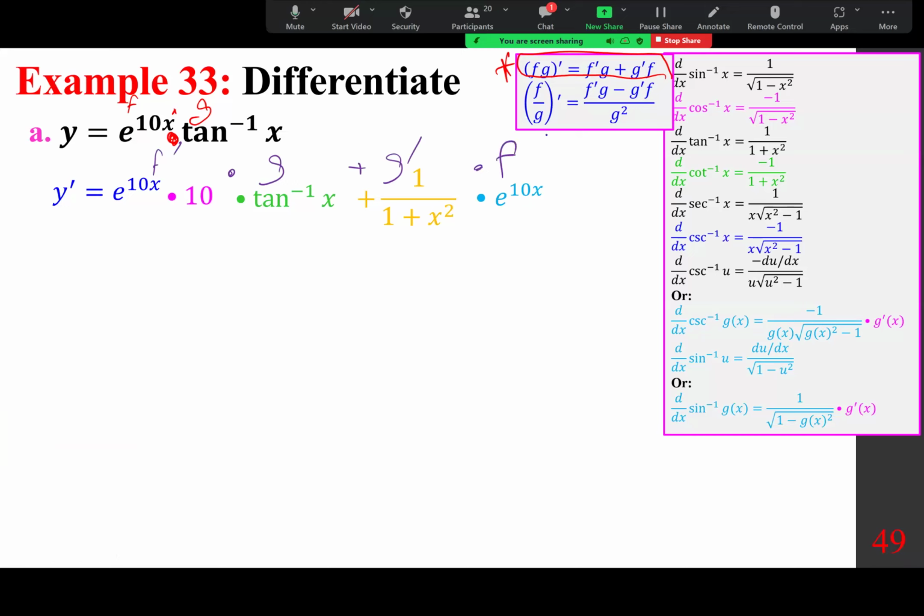F prime g plus g prime f. And all we have to do is rewrite this by putting the 10 in front, this one at the top of this fraction. There's really not much we can do. 10 e to the power of 10x tan inverse of x plus e to the power of 10x over 1 plus x squared. That's the final answer.